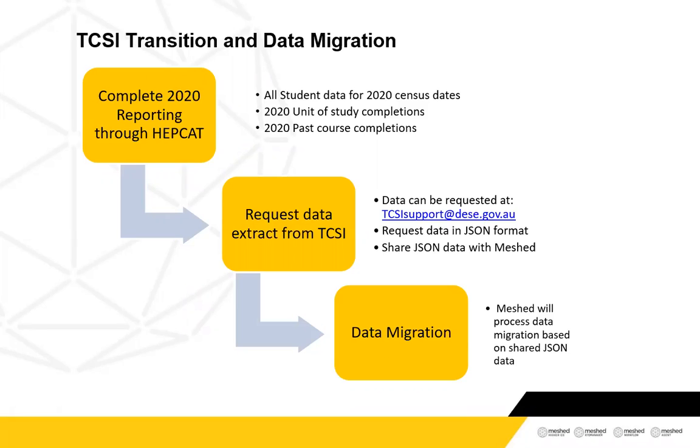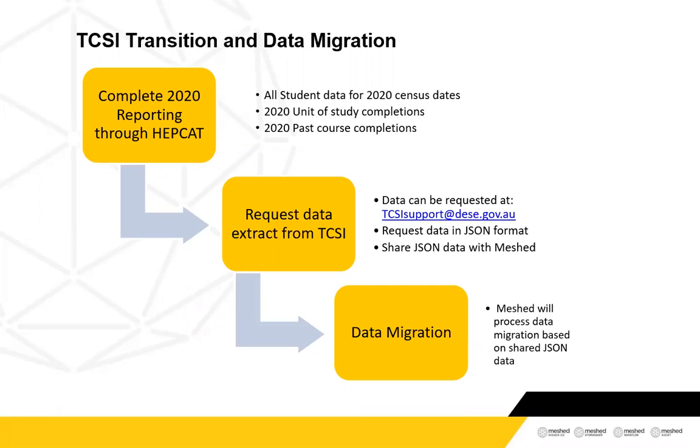Here please note that we cannot enable this feature on your Mesh platform unless we do this TCSI data migration for you, because we have to mark all the data which was reported previously in the current platform, so there won't be any data inconsistencies anymore. So just three steps. First, make sure your 2020 reporting is done through HepCat. Get your TCSI data from the TCSI team and share that data in JSON format with Mesh group. So we'll conduct your data migration.